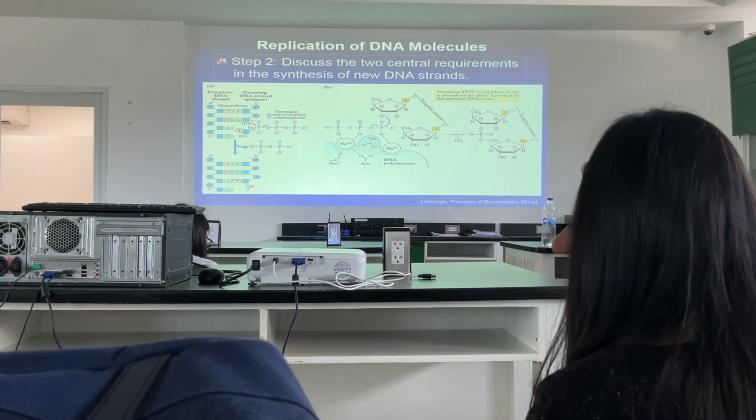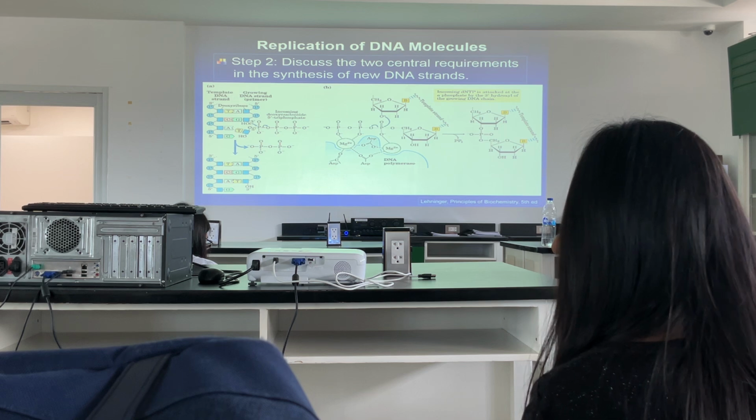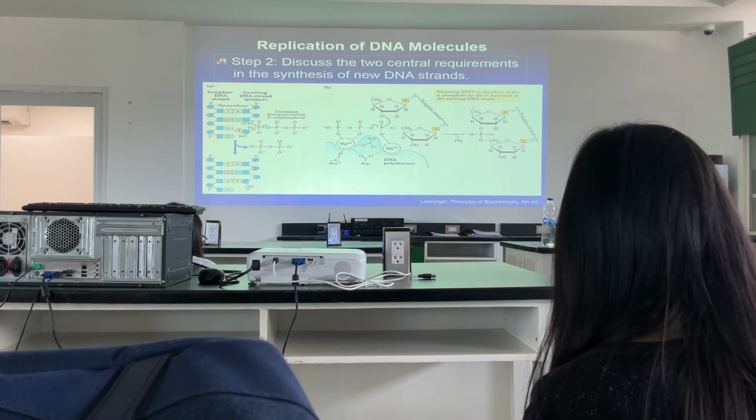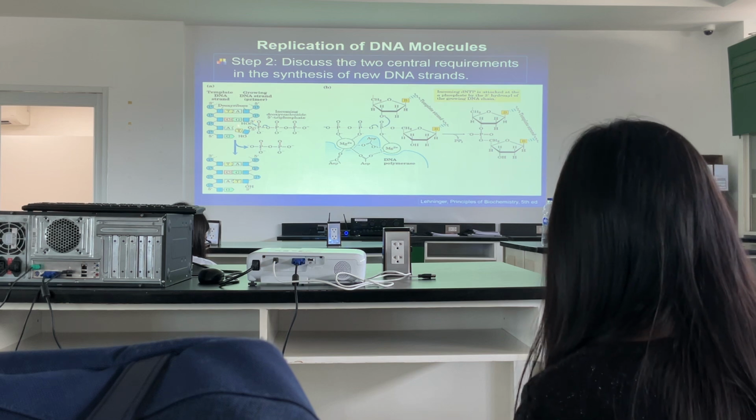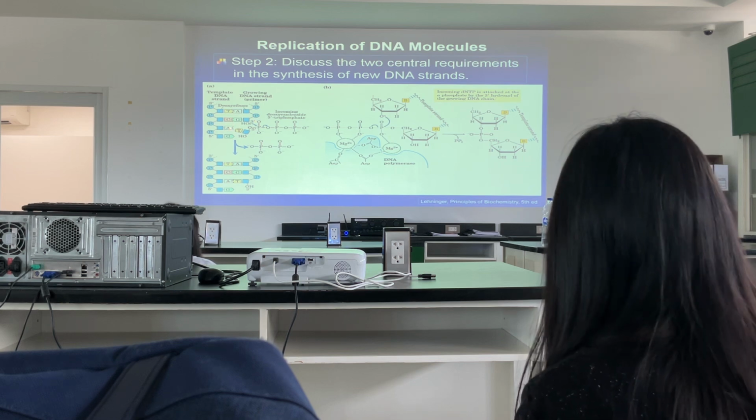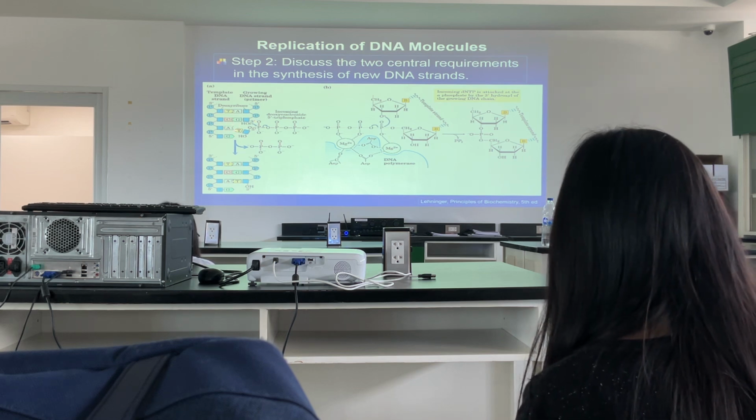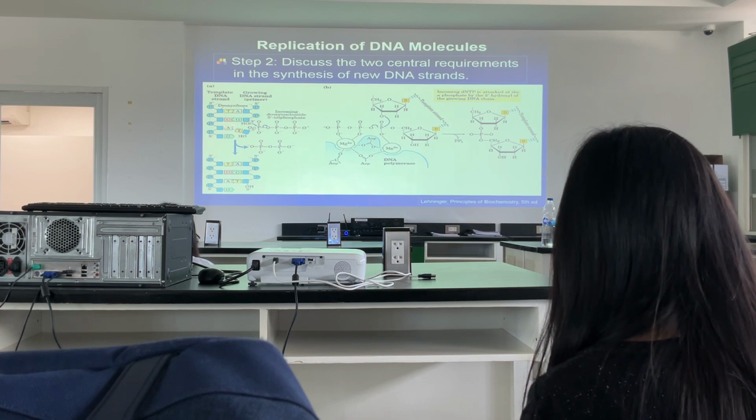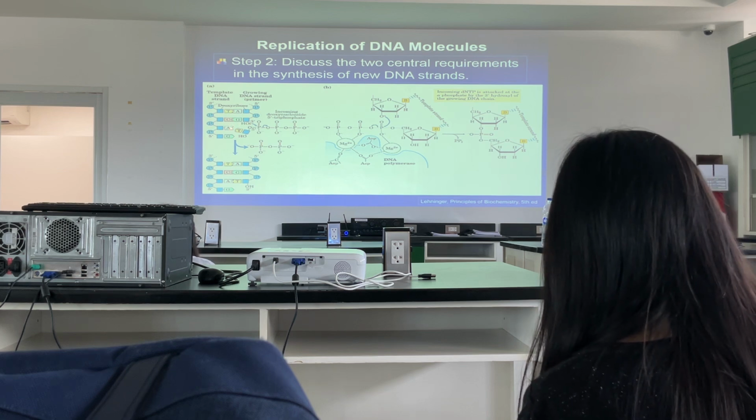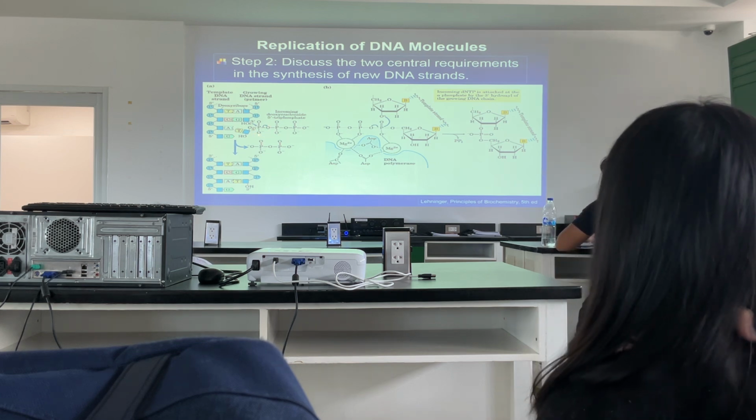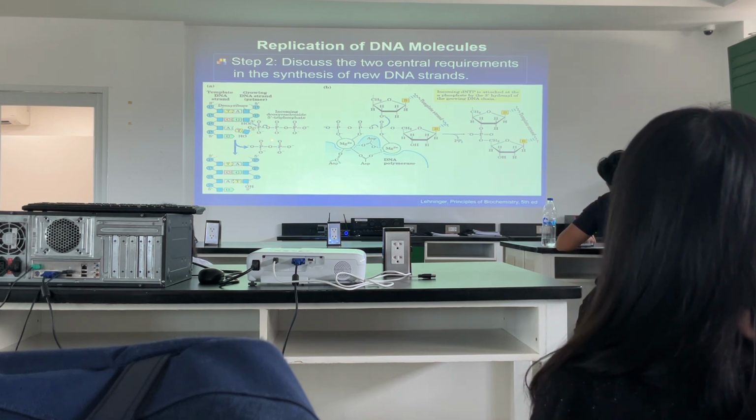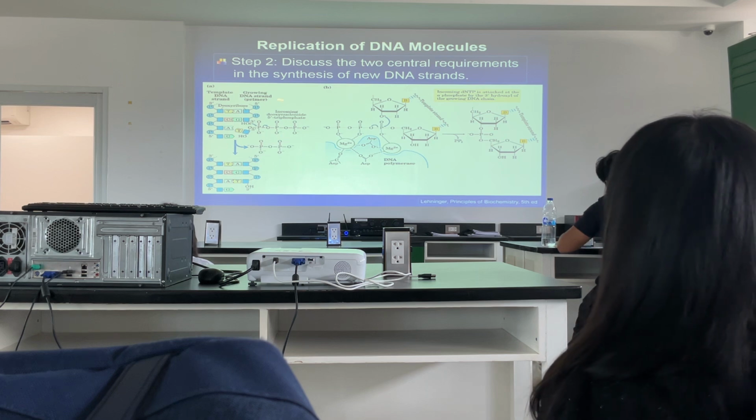So what will happen now? The DNA polymerase will read the bases in the template strand. So for example, this is the first base, to which a new nucleotide will be added. So this base is adenine. Therefore, DNA polymerase will bring a nucleotide containing the base thymine.